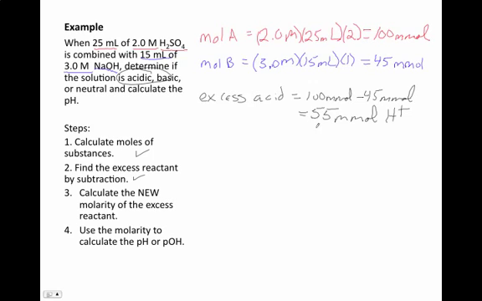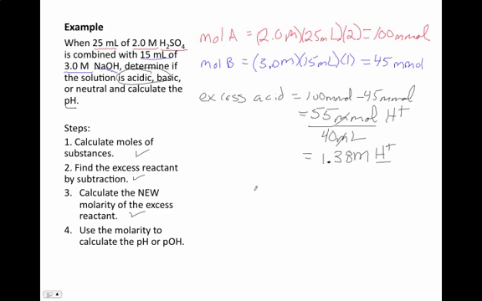So we divide this by our total volume, so that is 15 plus 25, so that's 40 milliliters. Now our millis cancel out, and we're left with molarity. So when we calculate that out, we should get 1.38 molar H+. So we calculated the new molarity, and then we use the molarity to calculate the pH or pOH. In this case, we are asked for pH, and we have our hydrogen ion concentration.